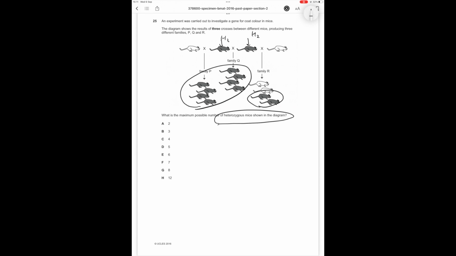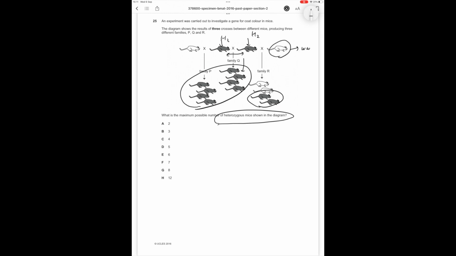If it was recessive, these guys would both be homozygous. These guys would all be homozygous. So if we make the assumption that the gene for dark coat color is dominant, then we can assume that all the dark mice are going to be heterozygous, and only the white mice are homozygous for the recessive white allele.